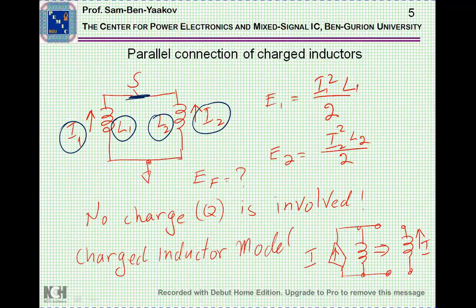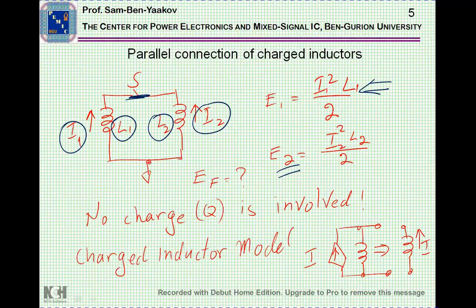What we have here is the energy of one inductor at the beginning, which is I squared L over 2, and the energy of the other inductor, and then they are connected. The question is, what will happen? What will be the final energy? There are a number of ways to do the calculation or the analysis.